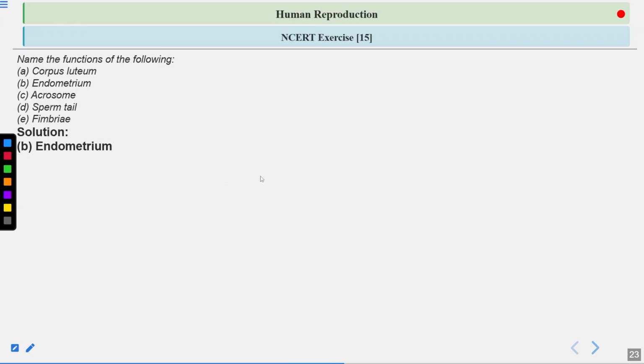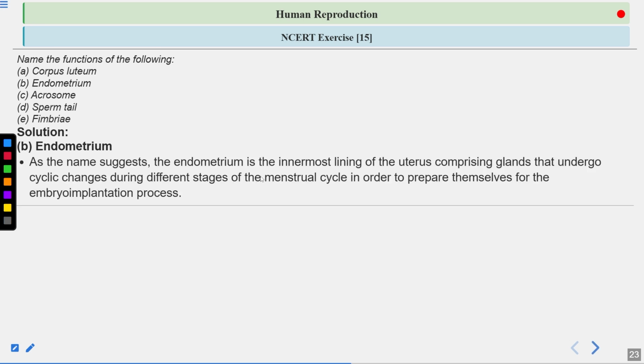The next one is the endometrium. So endometrium is the innermost lining of the uterus. Endometrium consists of glandular tissue. Endometrium undergoes cyclic changes during the menstrual cycle. Okay, and another role of endometrium, blastocyst attaches to the endometrium, and this process is known as the implantation.